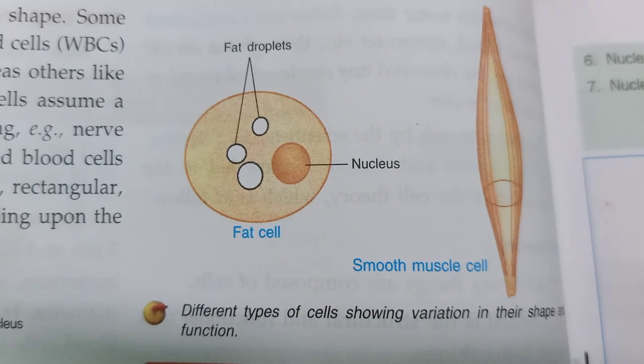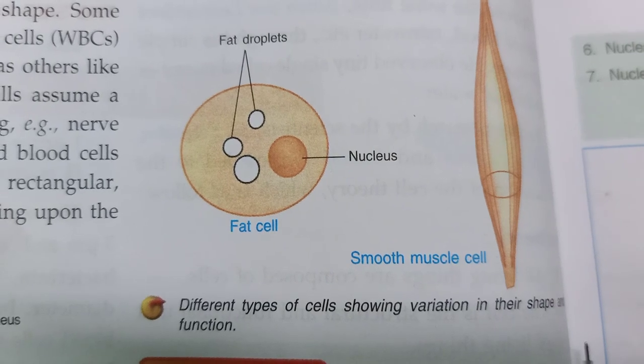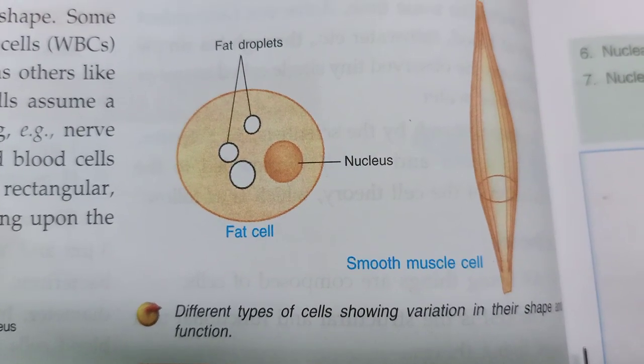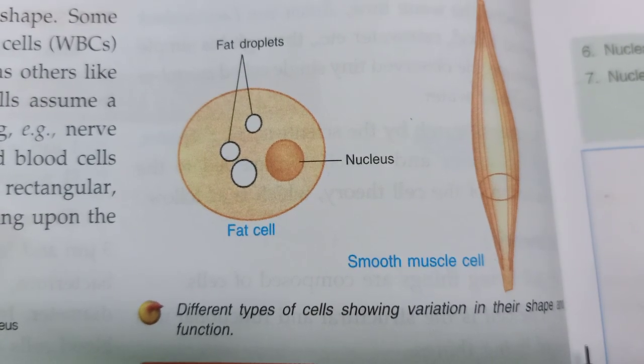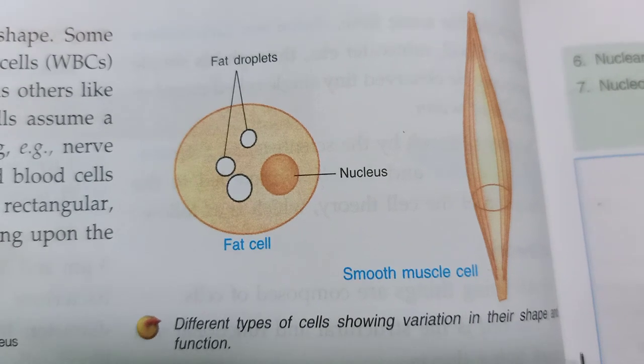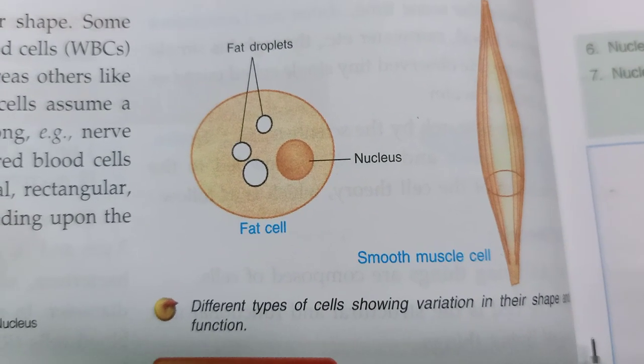Now here you can see the different types of cells showing variation in their shape and function. This means they are in different shapes. You can see the fat cell, which is in the form of a circular disc, and the smooth muscle cell, which is longer in size and shape.